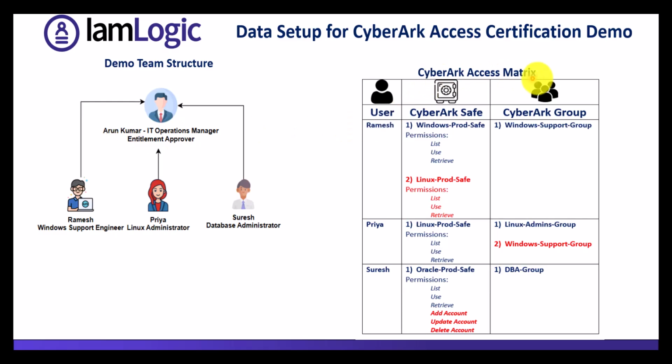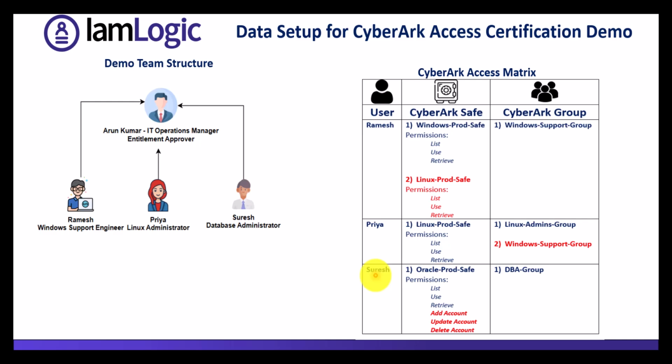Here you can see a table showing the current CyberArk access for each user. The items marked in red represent excessive access and should be revoked. So the manager Arun will revoke these excessive permissions marked in red. For example, Ramesh is a Windows support engineer. He currently has access to both Windows Prod Safe and Linux Prod Safe, along with the Windows support group. Since his role is limited to Windows support, access to the Linux Prod Safe is no longer required and should be revoked. Similarly, Priya is a Linux administrator, so she no longer needs access to the Windows support group, and that access should be revoked.